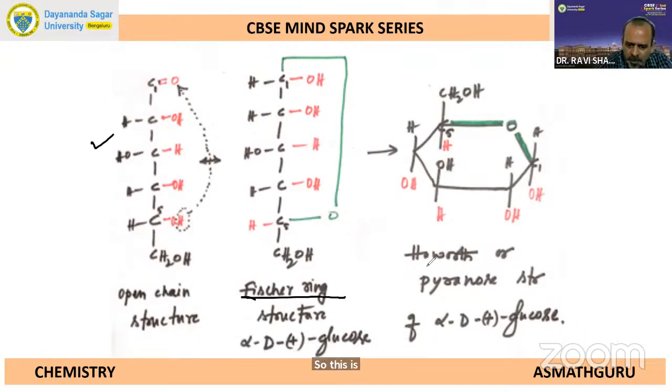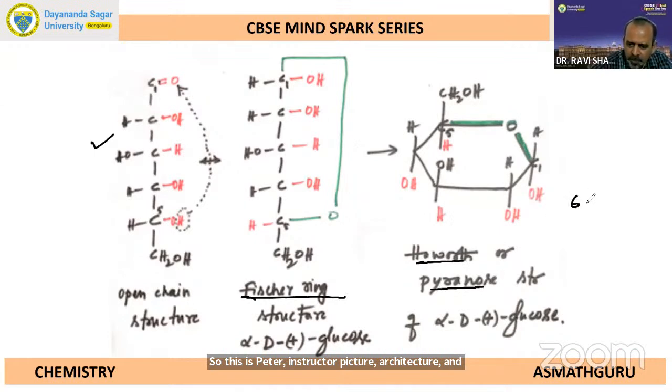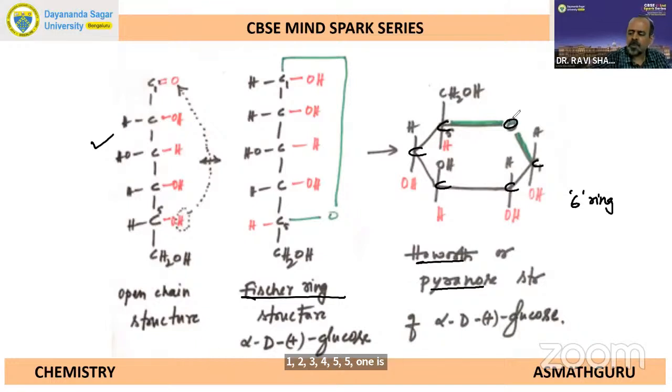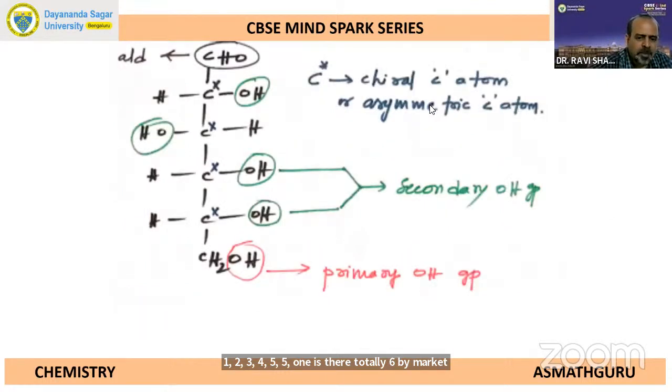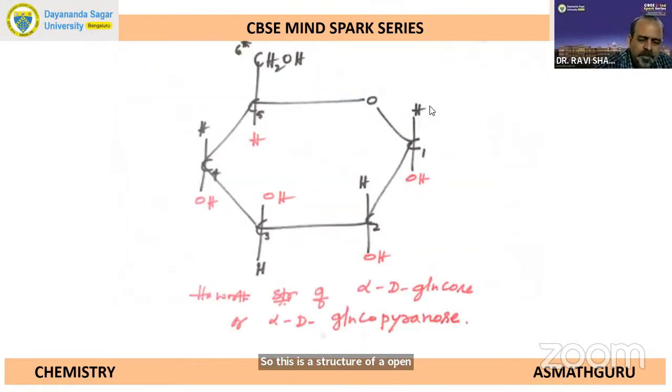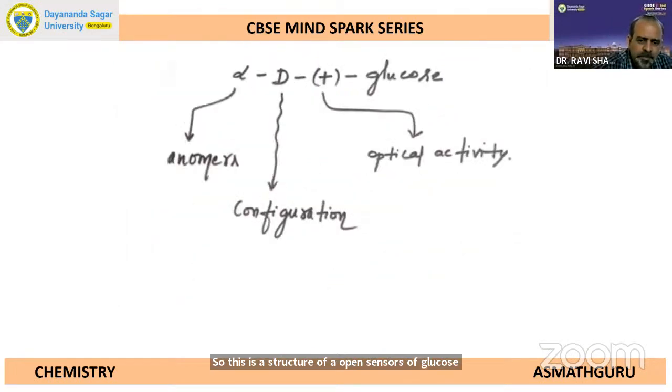The Fischer ring structure can also be written as Haworth structure or pyranose structure, a six-membered ring we call it. Why six-membered ring, sir? 5 carbon is there. 1, 2, 3, 4, 5 carbon is there. Plus 1 oxygen is there. Totally 6-membered ring. So this is the ring structure of glucose. Remember this one. This is our structure.